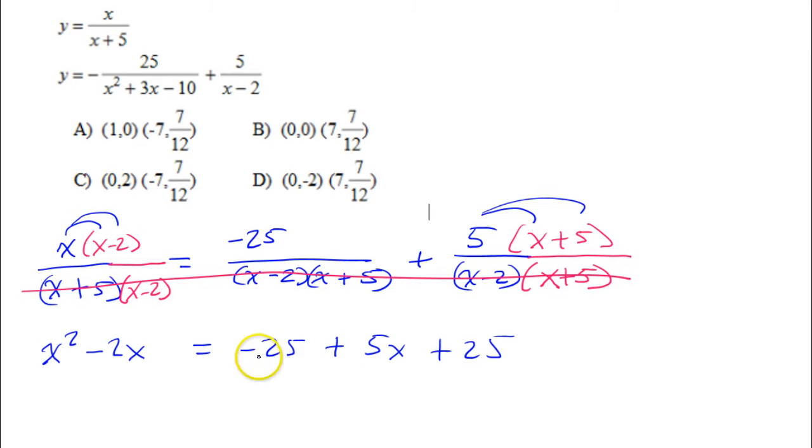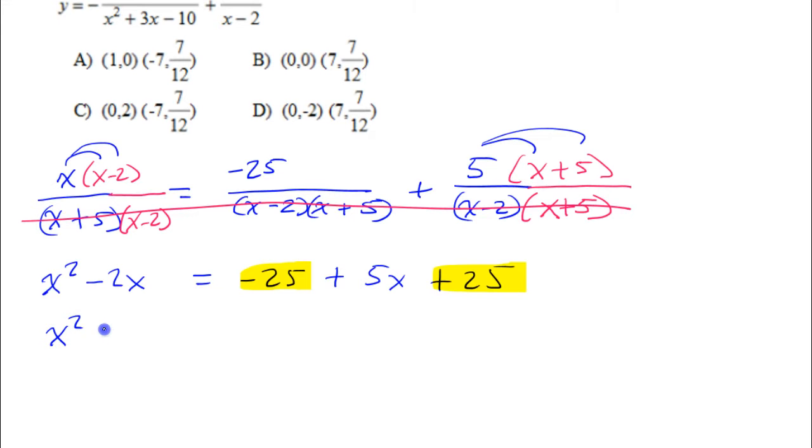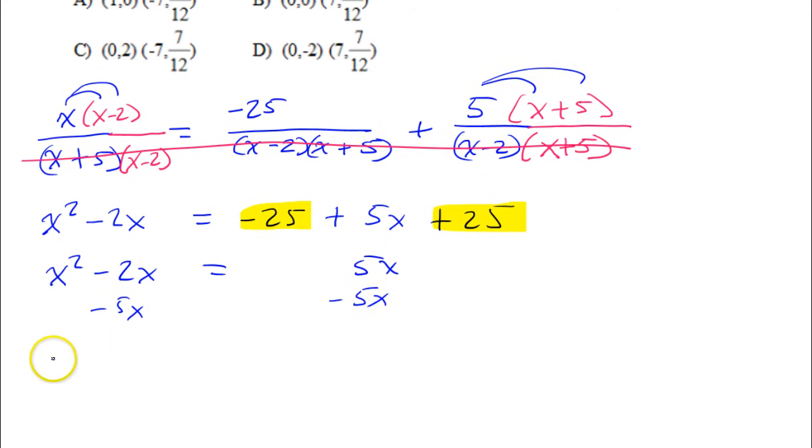Interesting. I'm noticing the negative 25 and the positive 25. Those are going to cancel each other out. So now I have x squared minus 2x is equal to 5x. So I am going to subtract 5x from both sides. Whenever I have an x squared and a regular x, I always get 0 on one side like this. So this will give me x squared minus 7x is equal to 0.